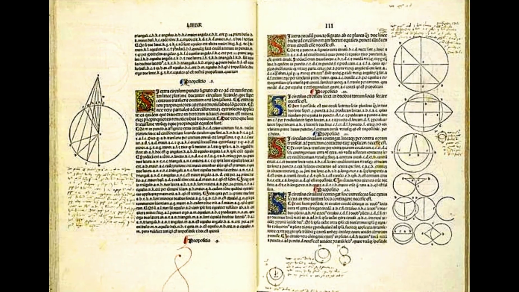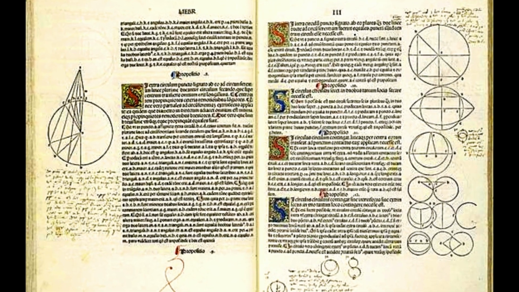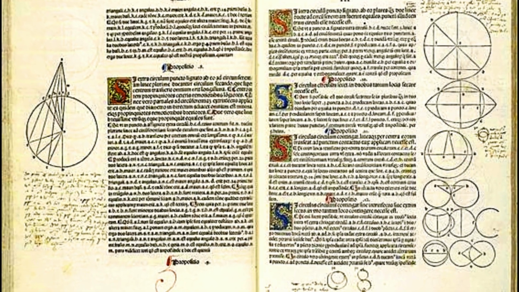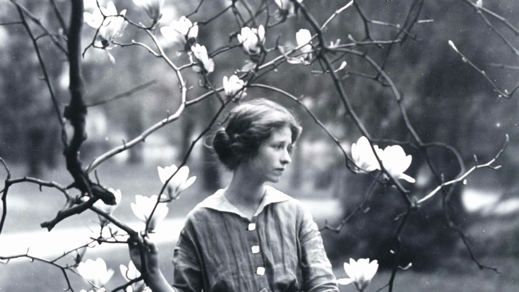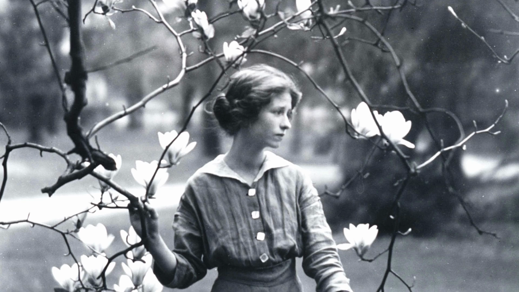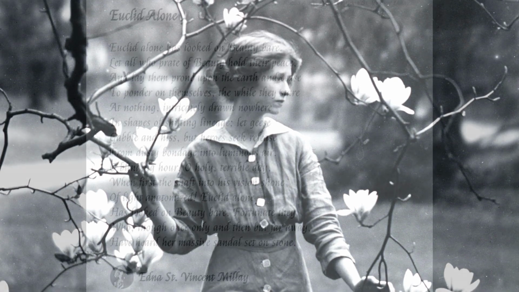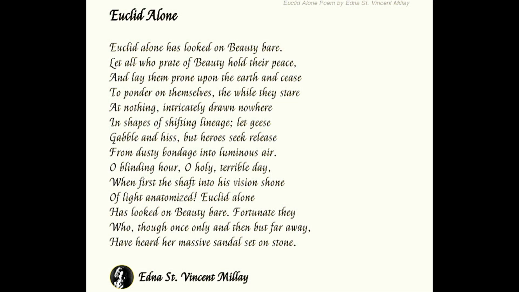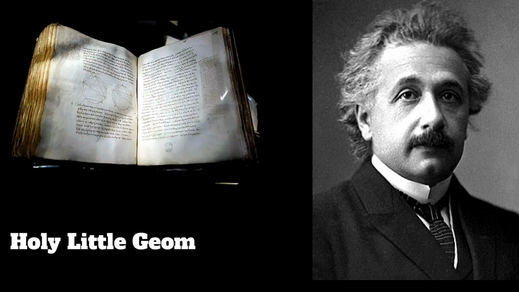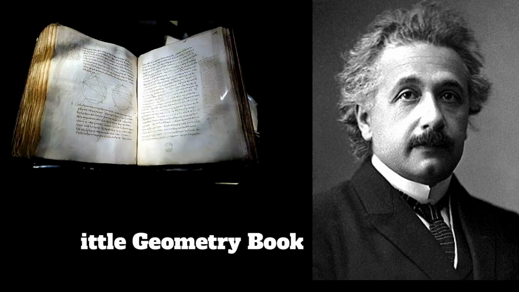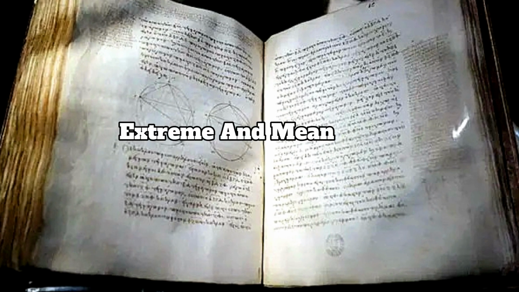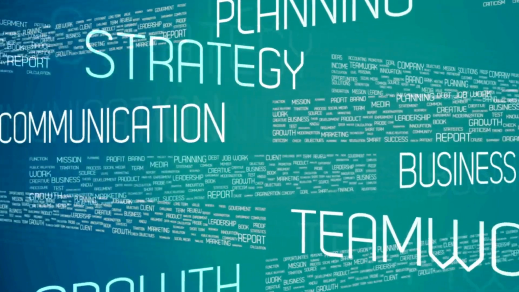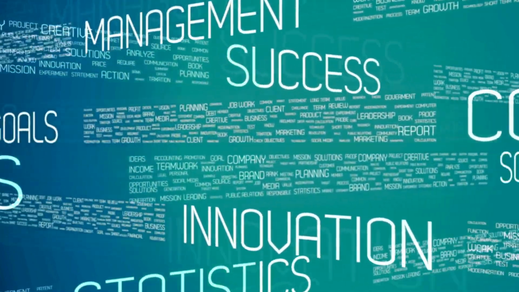The influence of Euclid's work extends beyond the realm of mathematics and into the arts. In 1922, American poet and playwright Edna St. Vincent Millay penned a poem entitled "Euclid Alone Has Looked on Beauty Bare," attesting to the enduring impact of Euclid's work. Einstein called Euclid's work a holy little geometry book. In this book, Euclid talked about something called the extreme and mean ratio many times. This is just another name for the golden ratio.